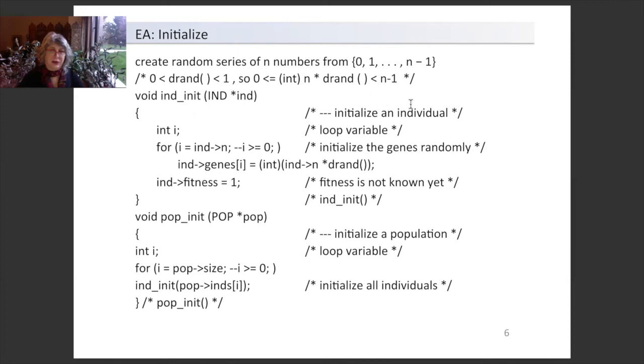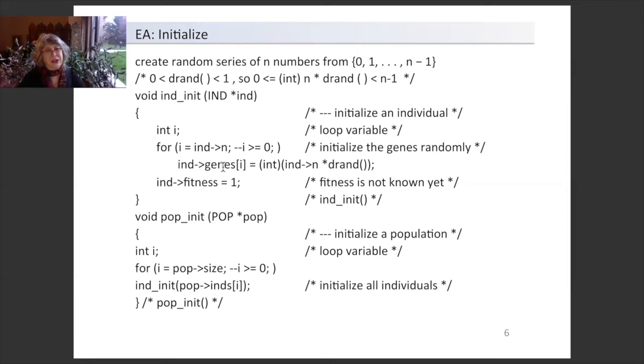Initialize an individual. We have a loop parameter I. We are initializing the genes randomly. We are setting I to individual n, which is the number of genes. Each time we are decrementing the value of I and comparing if it becomes 0. If it is 0, it will go out of the loop.